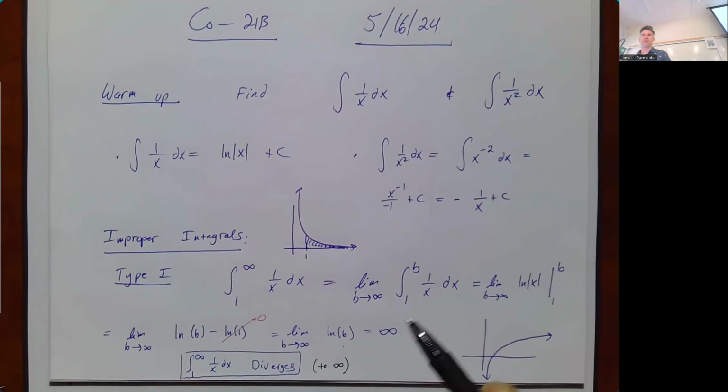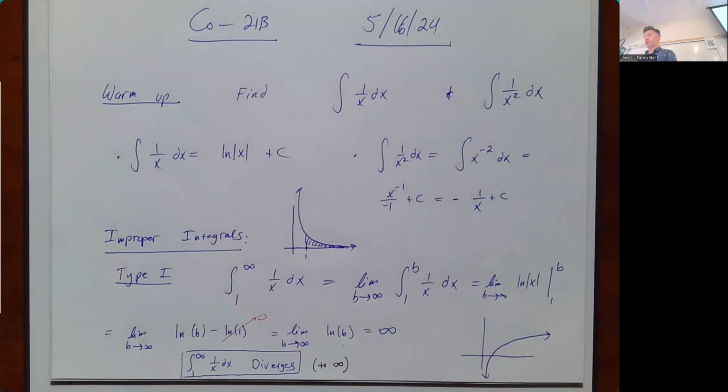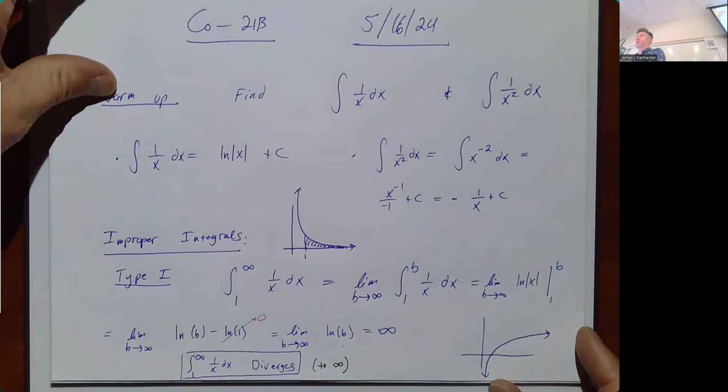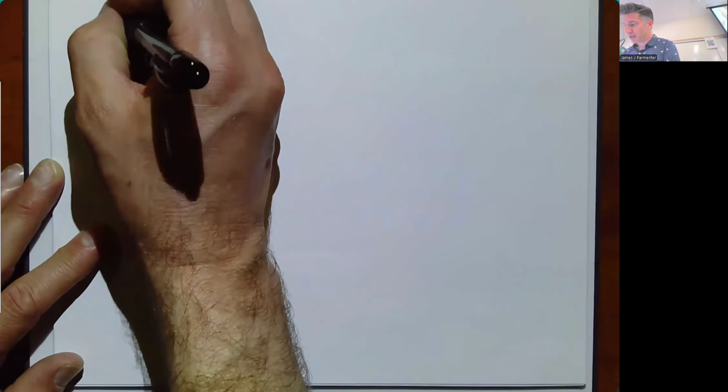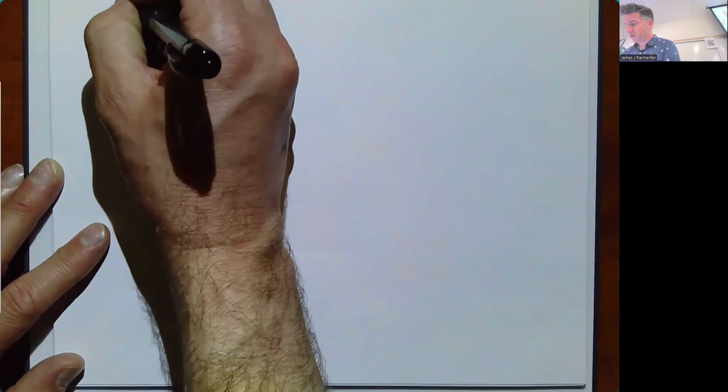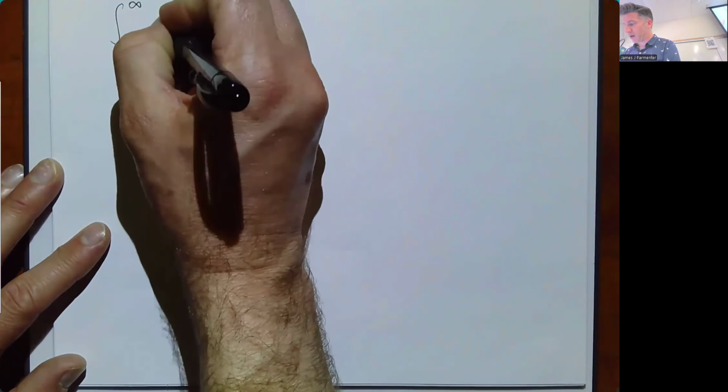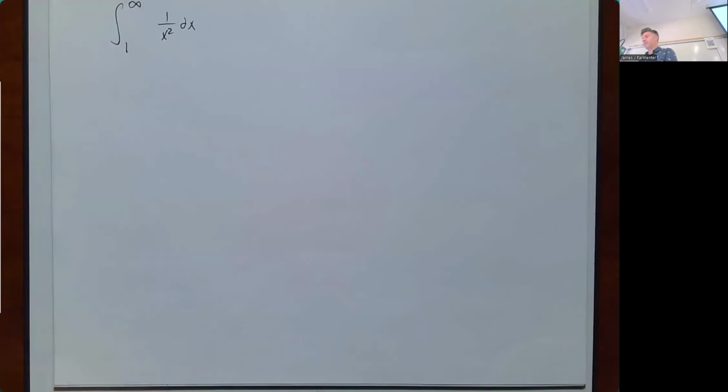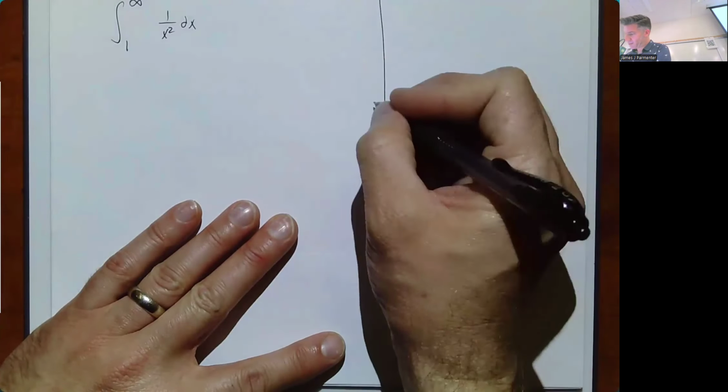This is kind of the typical first example. You might have seen it in class already. If your teacher has talked about this, it's usually where people start. But let's look at the other kind of prototypical example, which is the integral from 1 to infinity of 1 over x squared dx. And let me do the graphing part first this time.